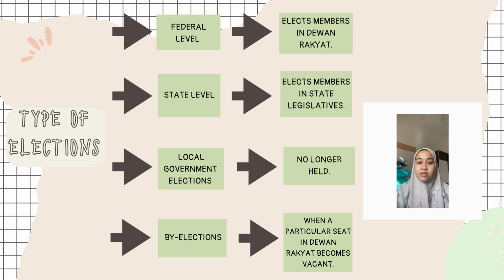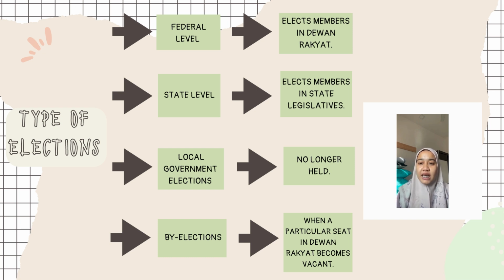Okay, the last one is by-election. By-elections occur when certain seats in the House of Representatives become vacant. Such a vacancy can occur when a member of parliament dies or the member of parliament is disqualified from being a member of the House of Representatives.